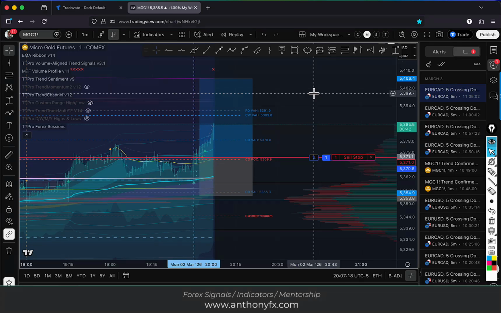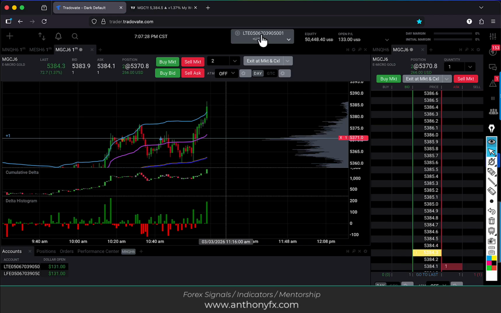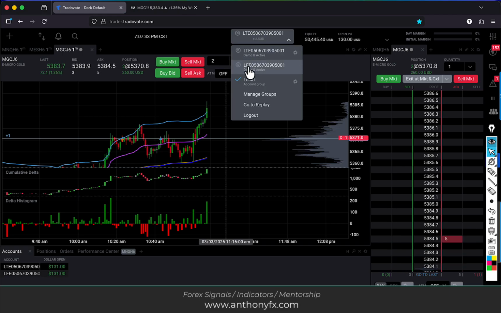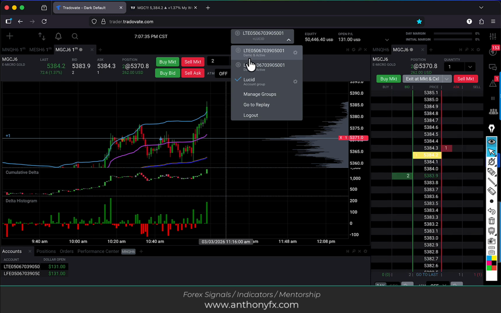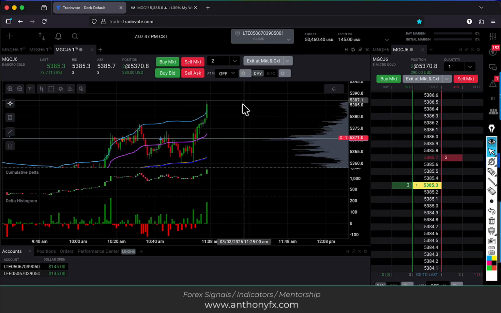Gee, I'd love to be able to take partials off, but I can't because I've only gone in with one contract. I've got two accounts running. This is a group here. So I've got LTE and LFE. These are Lucid Trading prop evaluations, 50K evaluations, two of them. So you can create a group. There's plenty of videos on that on the internet, how to create a group.